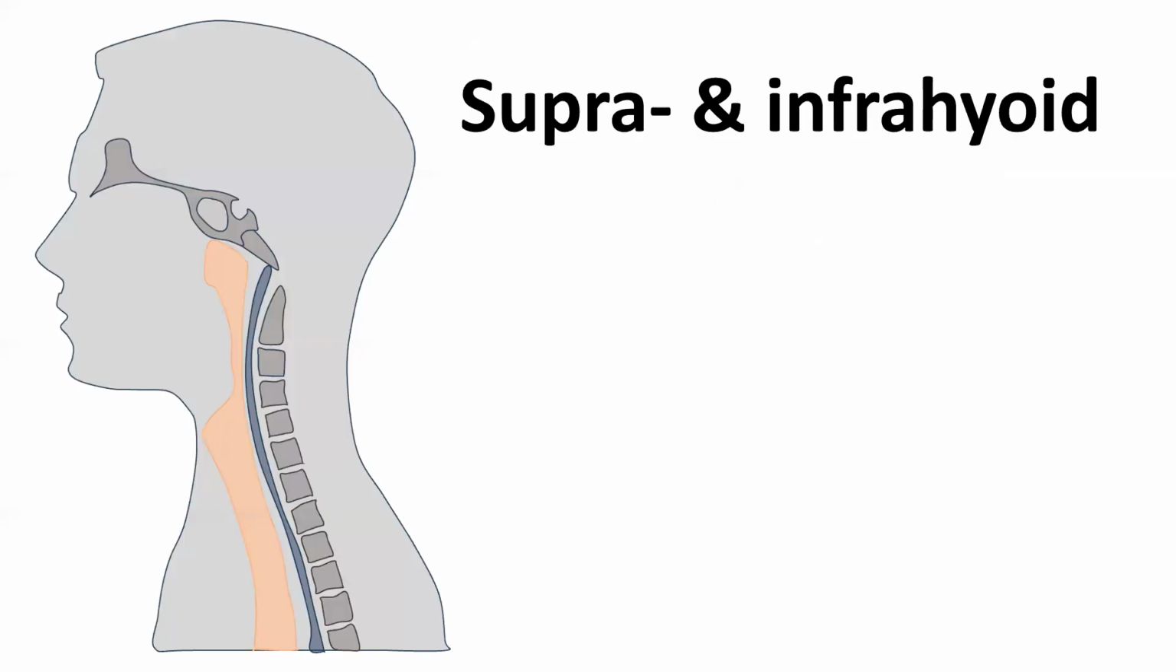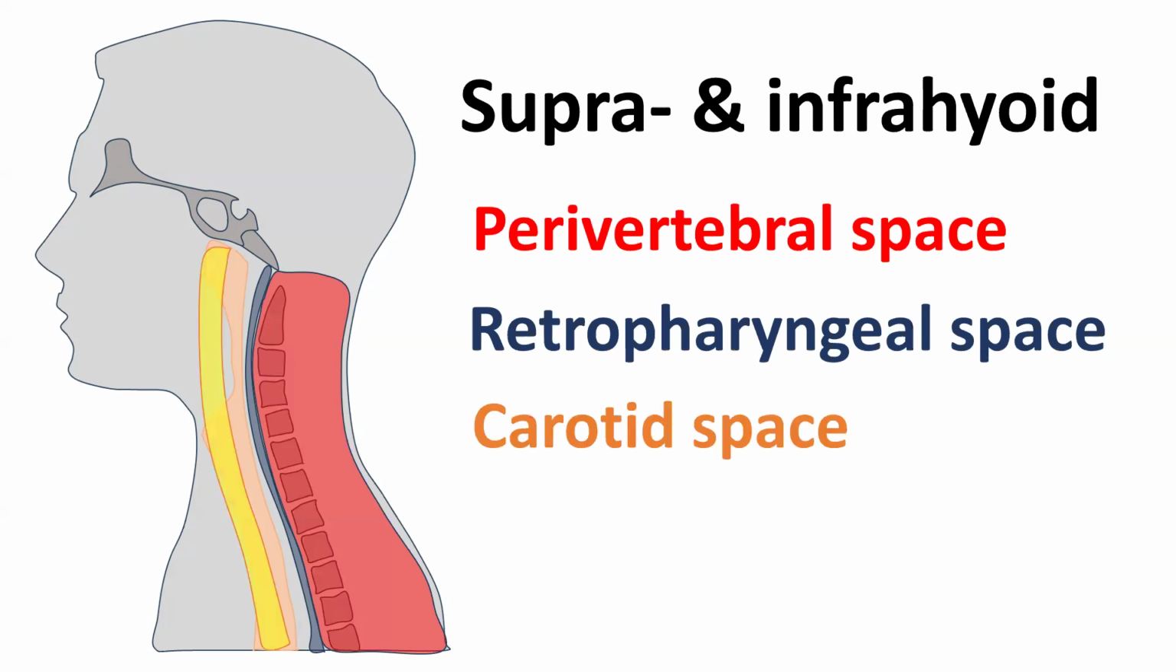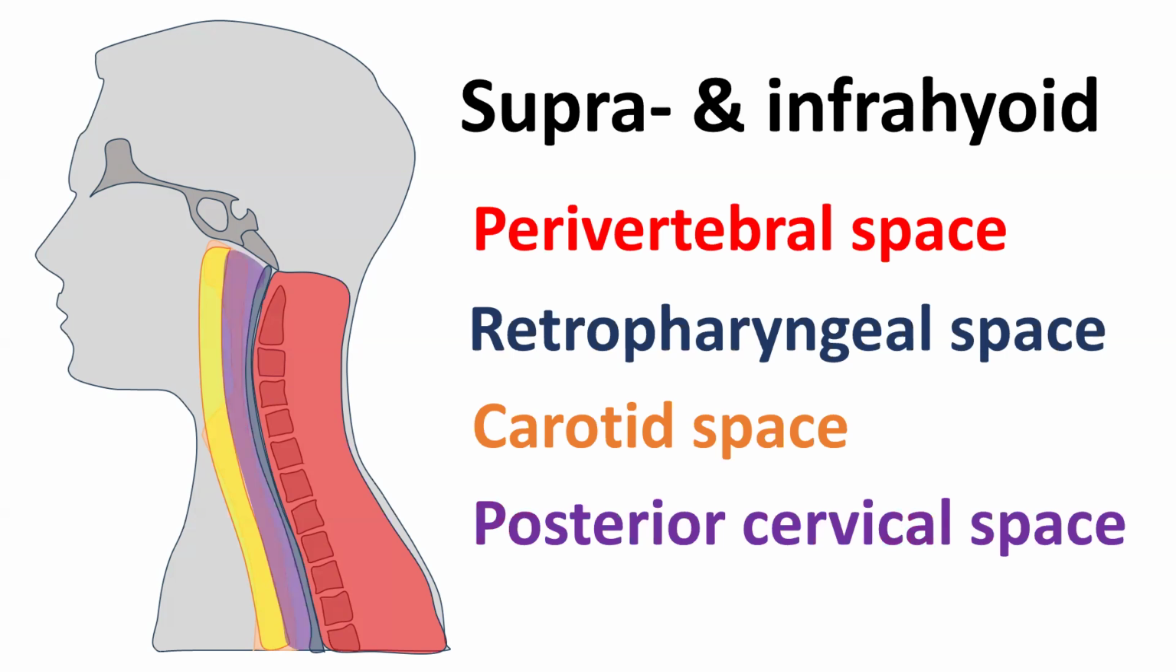Okay, let's summarize. We've seen a lot of spaces now. We now know the anatomy of the neck fascia. What are spaces that are located in the entire neck, both in the supra- and the infrahyoid part of the neck? Well, that would be the perivertebral space and the retropharyngeal space, but also the carotid space, as you have seen, and the posterior cervical space containing mostly fat and lymph nodes located behind the carotid space. So those four spaces are present in both the supra- and infrahyoid neck. So they form one space. There's no difference in their composition between the suprahyoid neck and the infrahyoid neck.